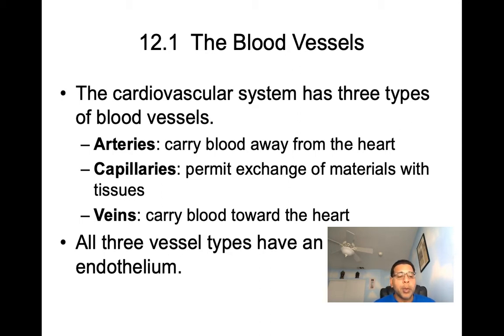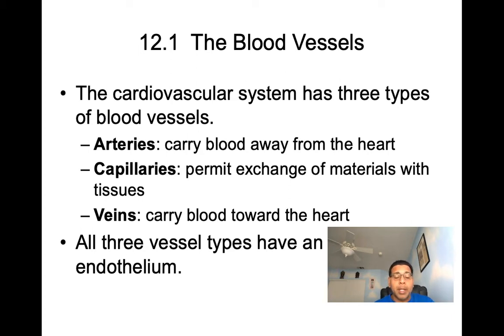So when we talk about the blood vessels, I would like you to know that the cardiovascular system has three major types of blood vessels. Number one, we have our arteries, which are responsible for carrying blood away from the heart. And this will also include the smallest branches, which are called the arterioles. Number two, we have our capillaries.